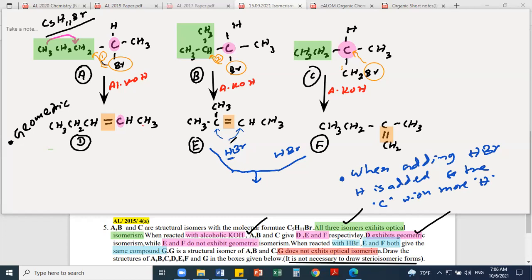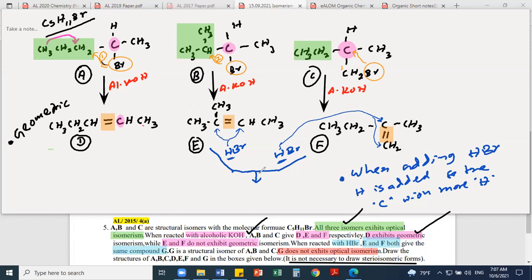So which carbon has more hydrogen now? When adding HBr, hydrogen can be added to either this carbon or this carbon around the double bond. Which carbon has more hydrogen? That carbon will get the hydrogen. Then you can easily decide to which carbon the hydrogen is added. To the other carbon, bromine. Is that clear? Please write it with the red pen. When adding HBr, hydrogen is added to the carbon containing more hydrogen.